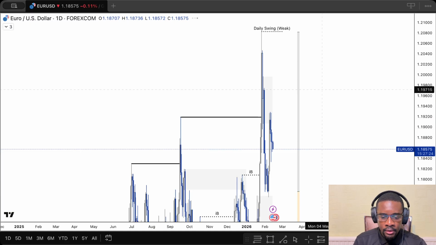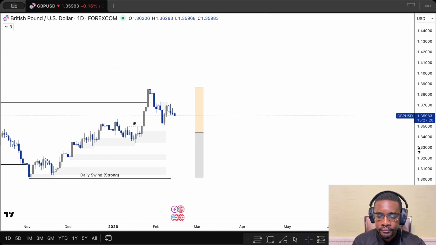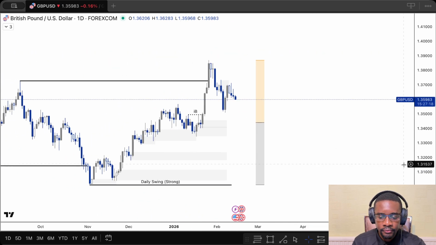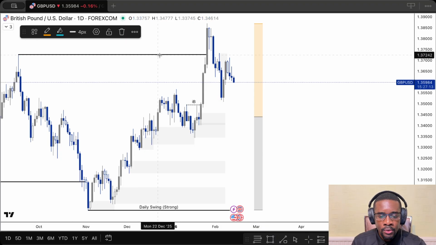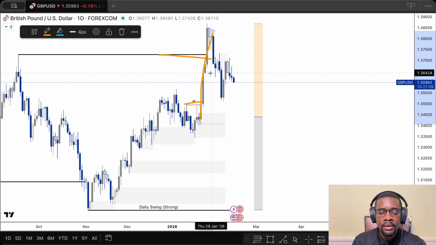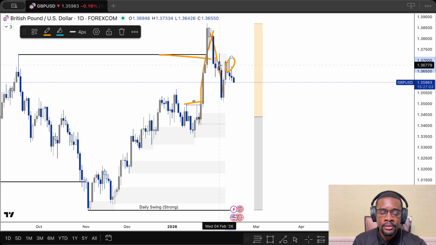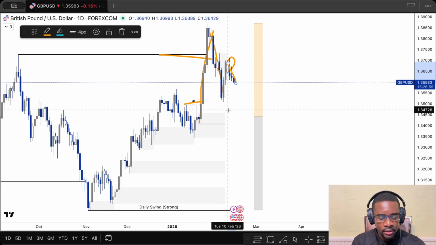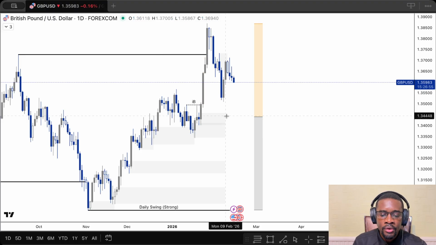So let's look at the pound. We broke structure, swing and internal, on the daily. We had a strong push out, we had an internal pullback. Now we've mitigated this fractal supply and we are reacting from that supply.